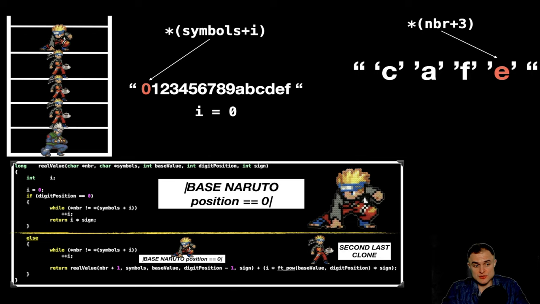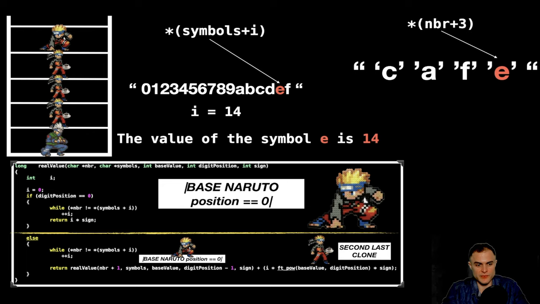So as you can see, in the first case, E is different from zero. Yeah, of course it is. So we go on, we increase I. E is different from one, we go on. From two, we go on. From three, we go on. From four, we go on, boom. We reach a point at which we stumble upon the letter E, and I is equal to 14. What is this 14? Well, my friend, this 14 is the value of the letter E, you see?